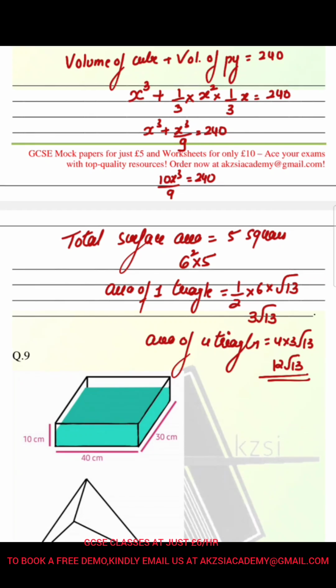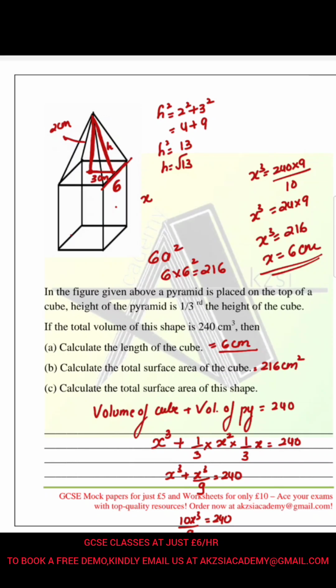So this is going to be area of all 5 squares is 180, and area of all 4 triangles is 10.81. That will give you 190.81 centimeters squared. That's the total surface area. So this was our last question.